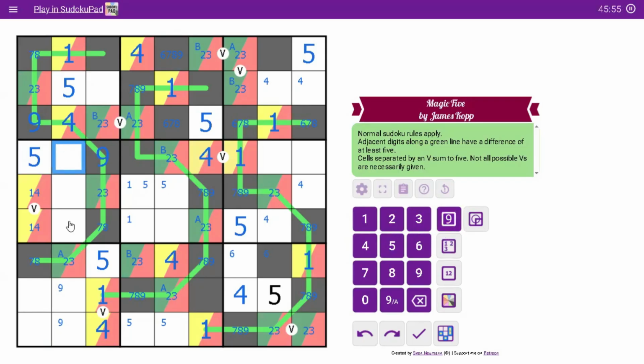And now this has to be A. I kind of already knew that. And this has to be B. This has to be A. That has to be B. So this is A. So B is here, based on Sudoku. 2, 3.